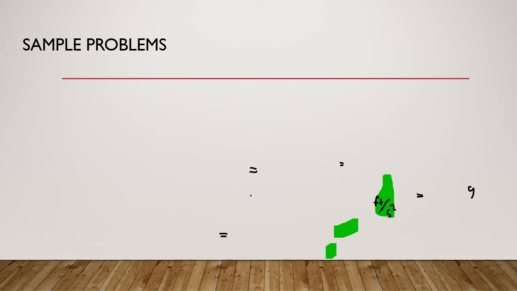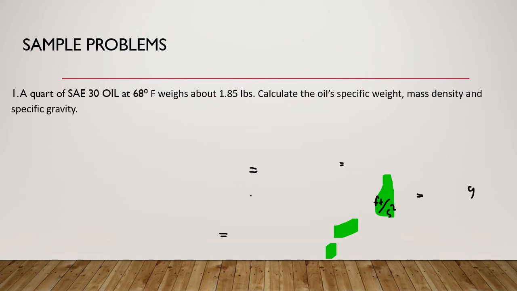Okay, we have a sample problem number 2. Okay, 2 na to, no? 1 lang yung nakalagay dito, 2. Sample problem number 2. A quart of SAE 30 oil at 68 degrees Fahrenheit weighs about 1.85 pounds. Calculate the oil's specific weight, mass density, and specific gravity.